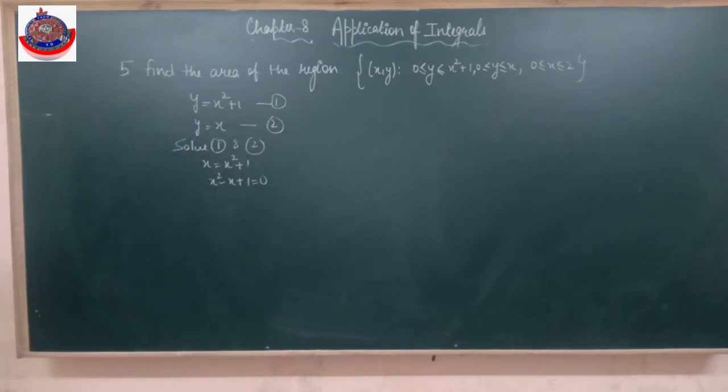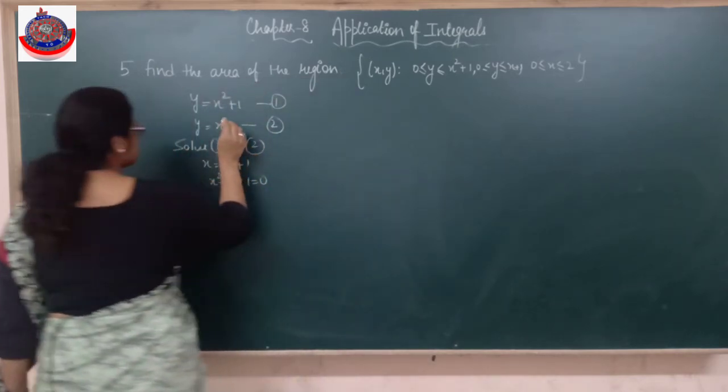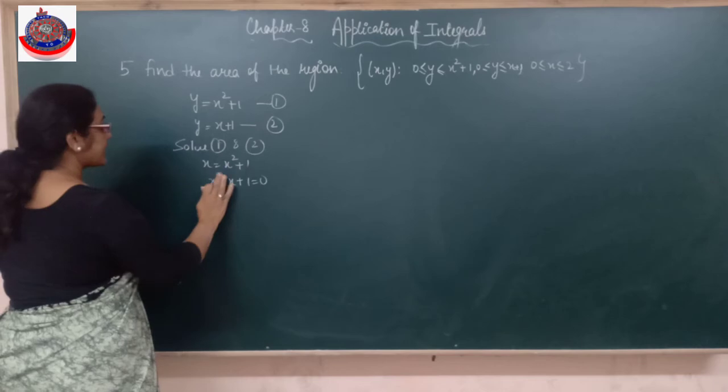Find the value. If I put y is equals to x, what values are we getting? Y is equals to x plus 1. This is x plus 1. That's why a little problem was coming here. It was copied wrong. Y is equals to x plus 1.